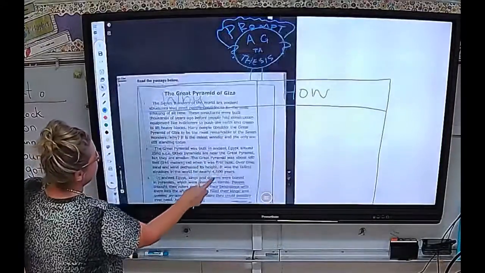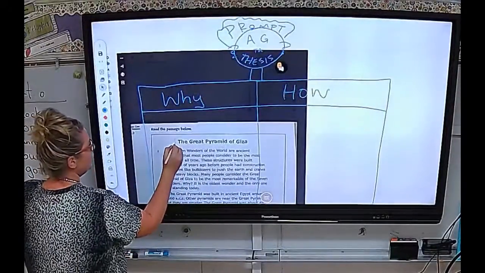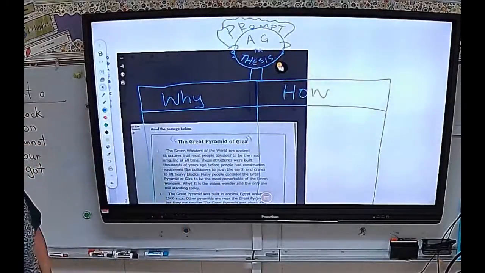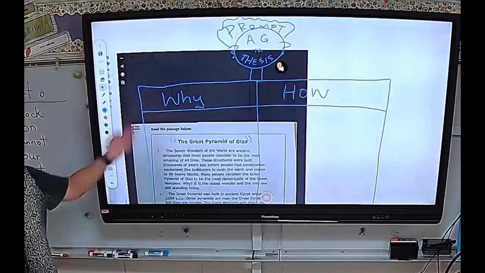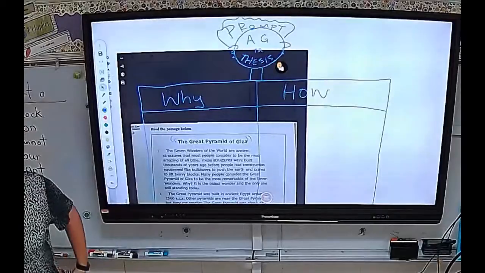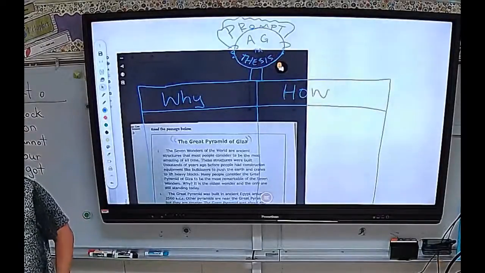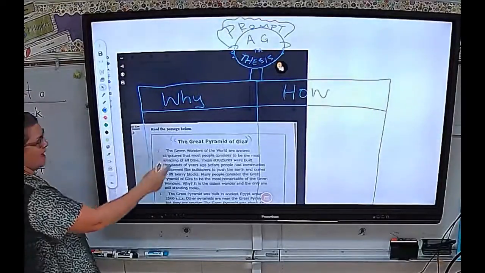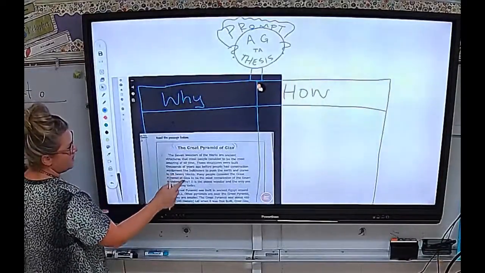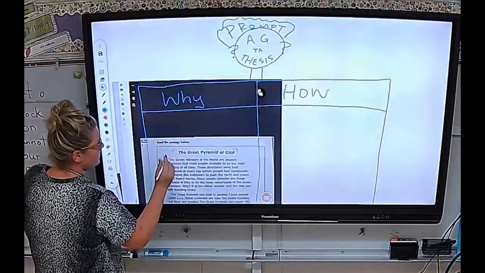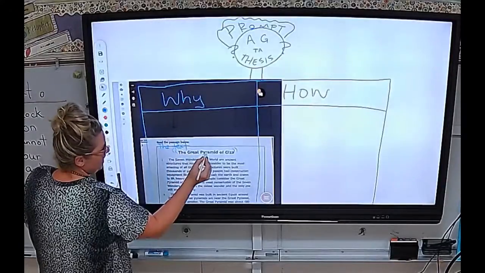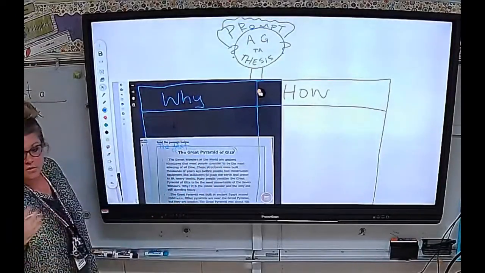Okay, right here on your title, go ahead and put this in quotation marks so you can remember that when you write the title, it goes in quotation marks. Do you see an author for this passage? No. Our passage today does not have an author. So I'm just going to have the title, and I can go ahead right now and make this a sentence. I can say, the text, the Great Pyramid of Giza, does what?